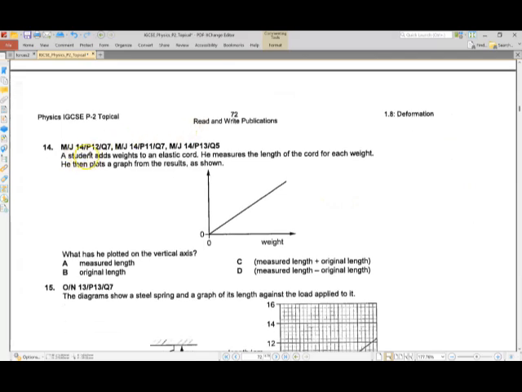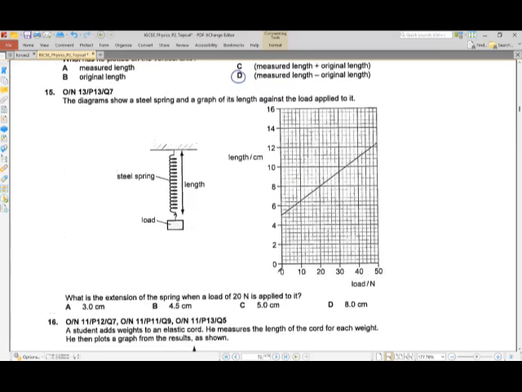Now question number 14. A student adds weight on an elastic cord. He measures the length of the cord for each weight. He then plots a graph from the result as shown. What has he plotted at the vertical axis? If this is the weight, ठीक है, तो this is going to be the measured length minus the original length, which is the extension. ठीक है? So that is what he is plotting. Not just measured length, not just original length. Measured length plus original length नहीं है. It is measured length minus the original length. ठीक है जी?